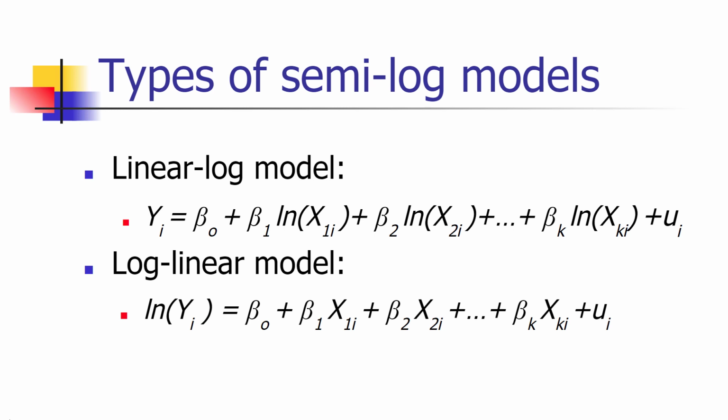A linear log model is one where the dependent variable is measured in levels of the variable, but one or more of the independent variables is expressed as a log relationship. In a log linear model, the dependent variable is measured in terms of the log of the variable, while the independent variables are all measured in terms of levels of the independent variables.